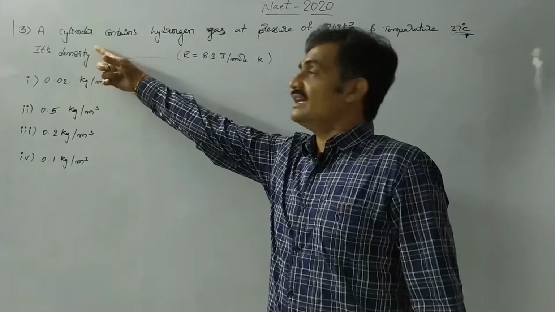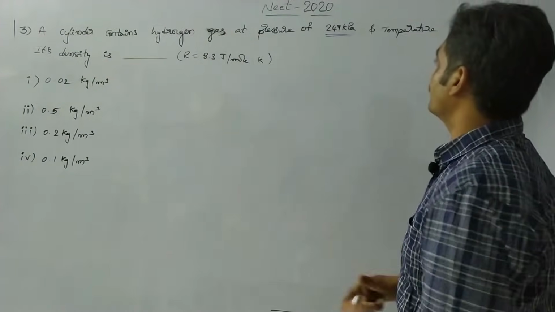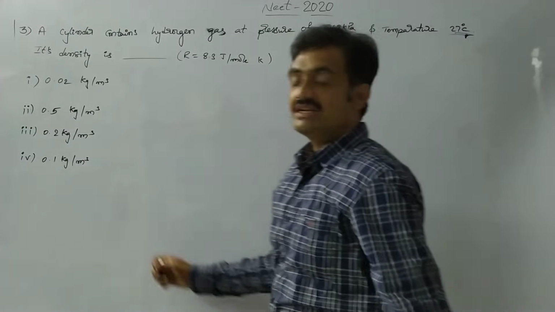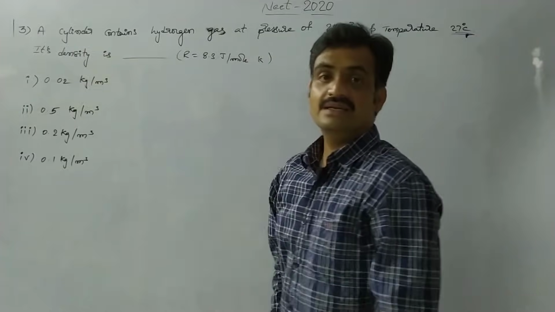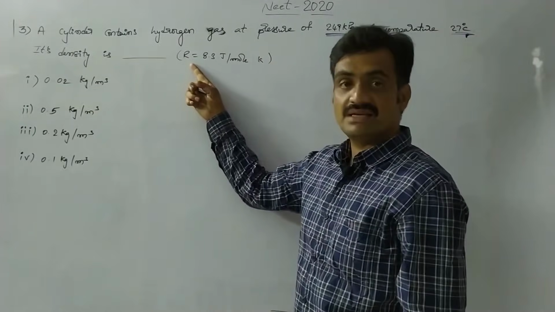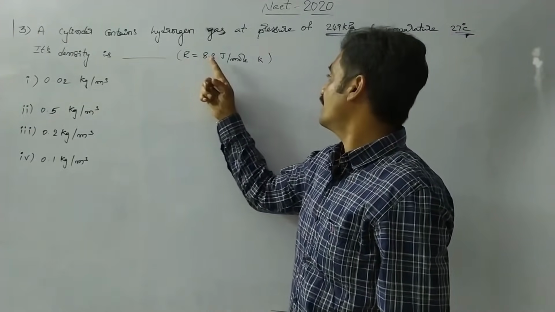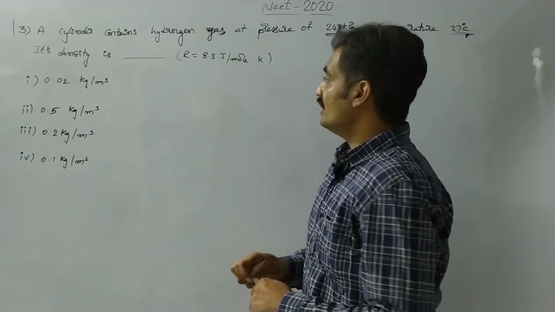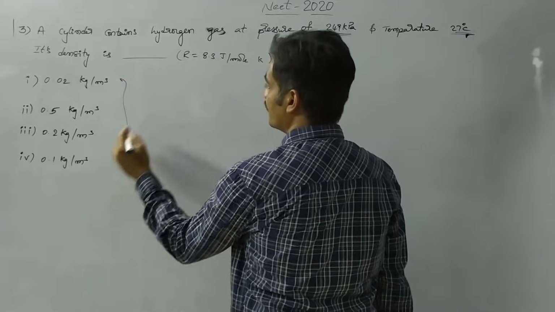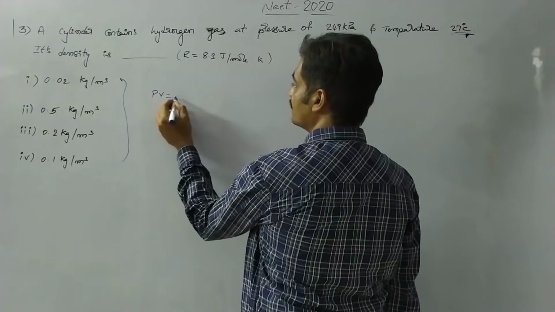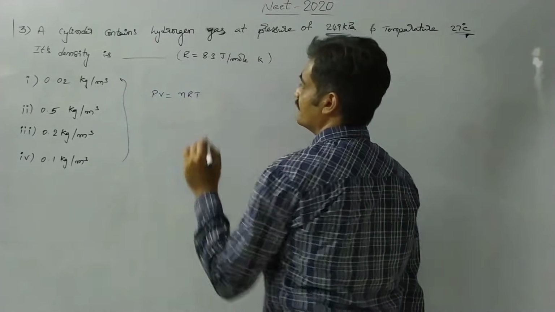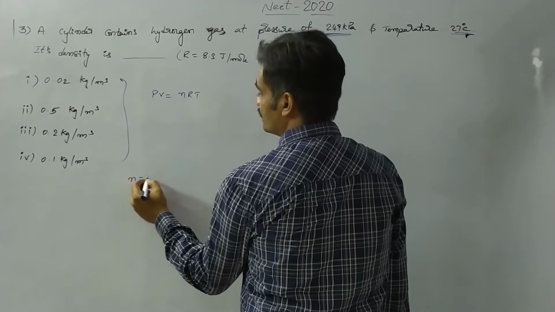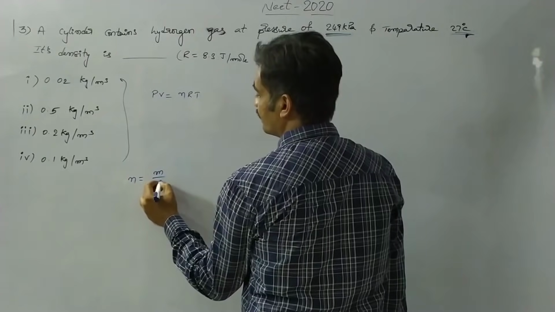The next question: a cylinder contains hydrogen gas at a pressure of 249 kilopascal and temperature 27 degrees Celsius. Now we have to find its density, where the universal gas constant R is given as 8.3 joule per mole per Kelvin. To find this, we consider the ideal gas equation, where we know that PV equals nRT.